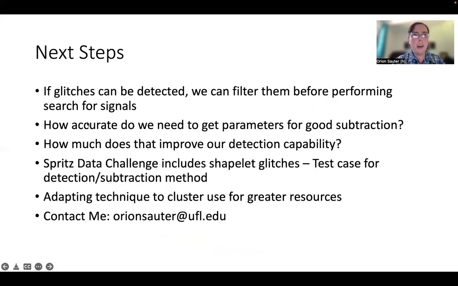So the next steps that we're planning to take: if we can detect these glitches, we can filter them before performing a search for signals, which can improve our sensitivity. But we need to know how accurate we need to be to get these parameters for good subtraction. If we're a little bit off in beta or level, how much does that hurt us? And then also we need to know, how much does that really improve our detection capability? Are these glitches really going to be a major obstacle that we need to subtract?